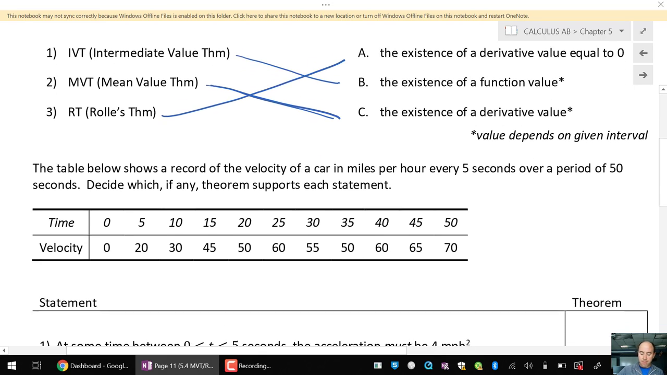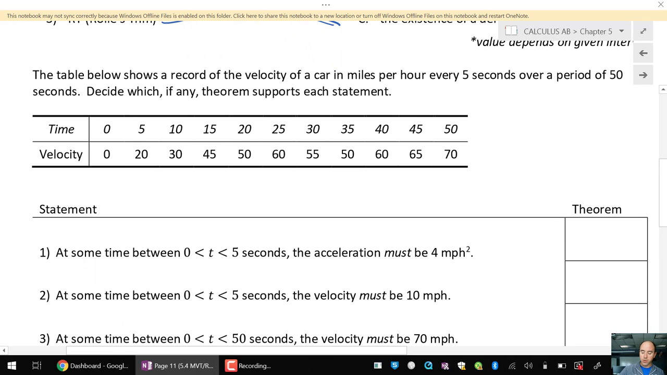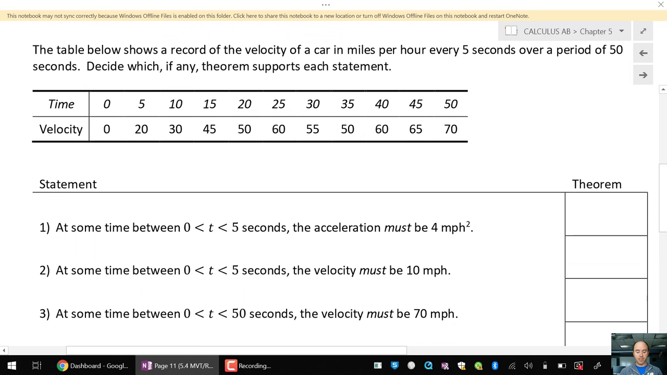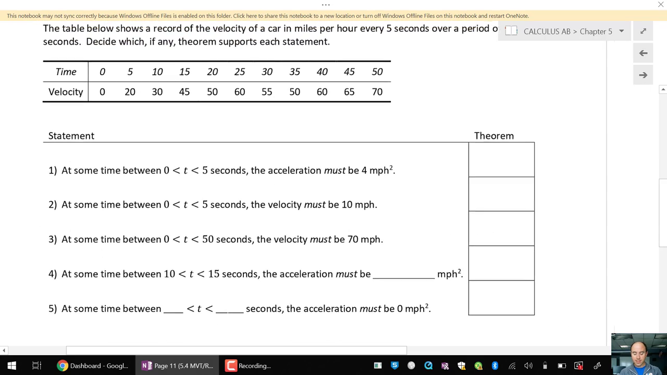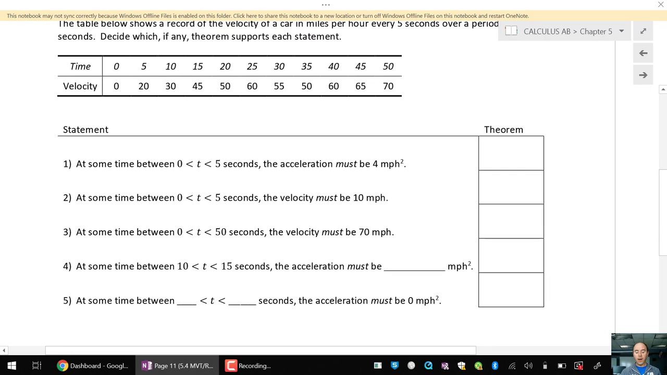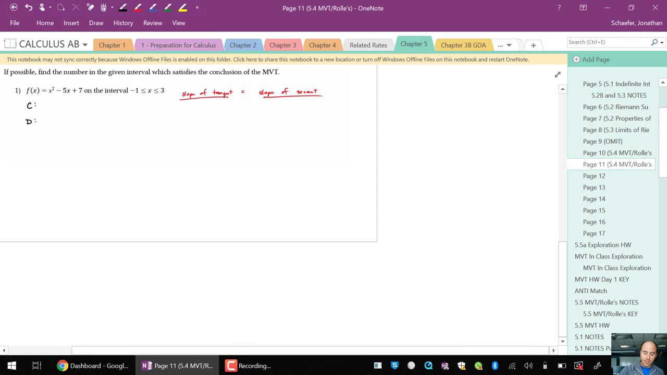And here I have now a numerical example where I'm hoping to apply our knowledge of these theorems. And the table here is given as, looks like the velocity of a car every 5 seconds over a period of 50 seconds. And so then I have these statements below the table. And what I want us to do in this video is just to kind of see which statements are true, which theorems would support the statements, and we'll kind of make note of that on the far right-hand column where we list the theorem. So to begin, let's look at statement number 1.